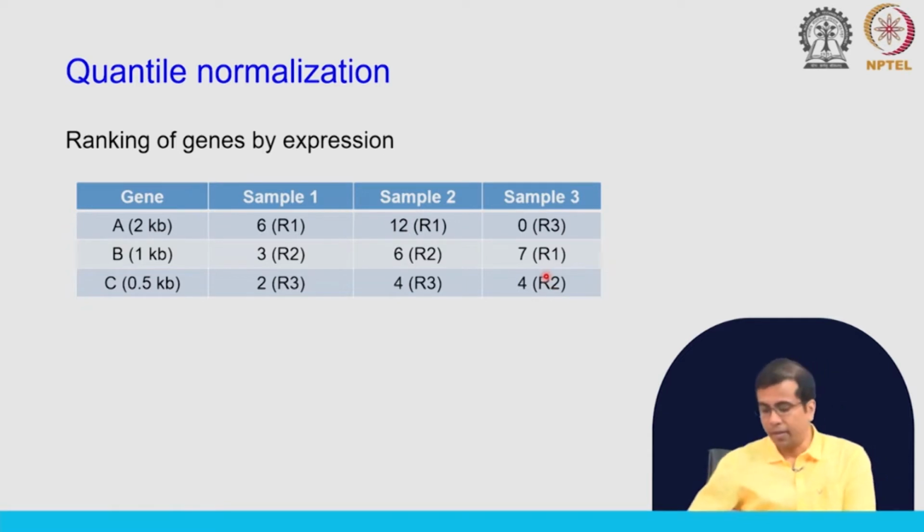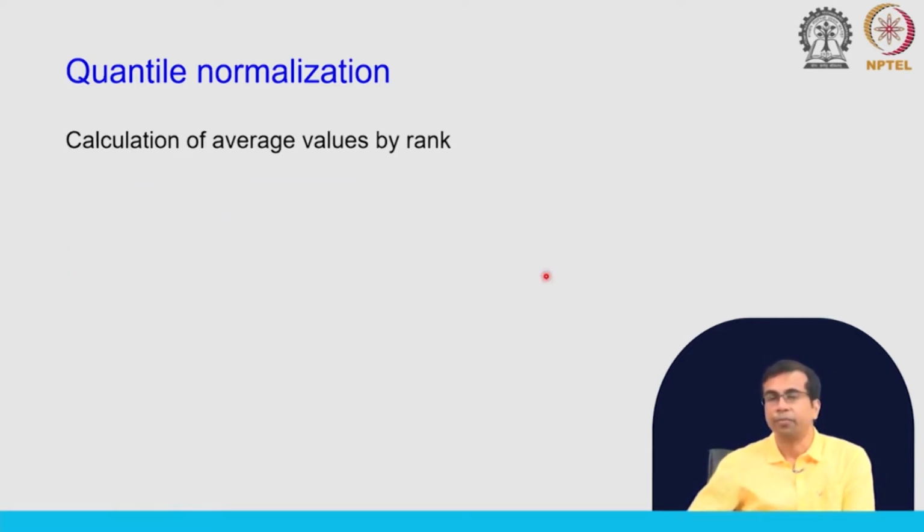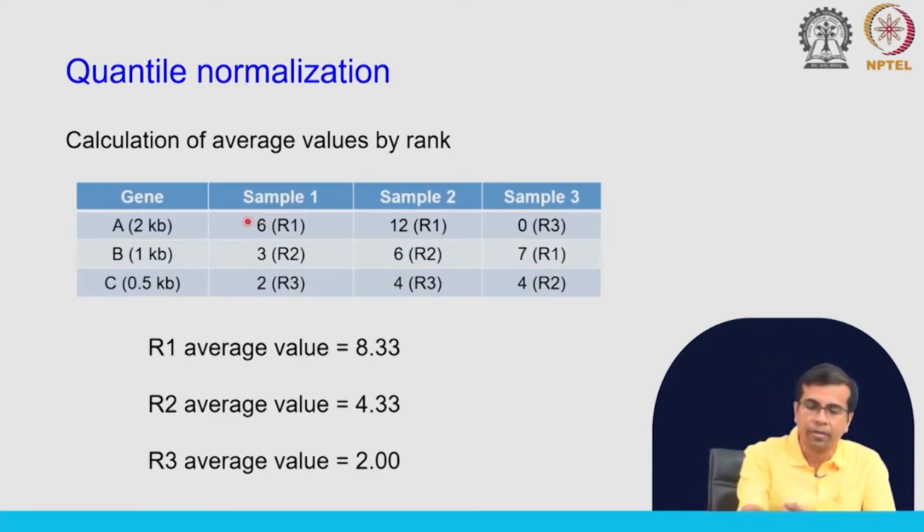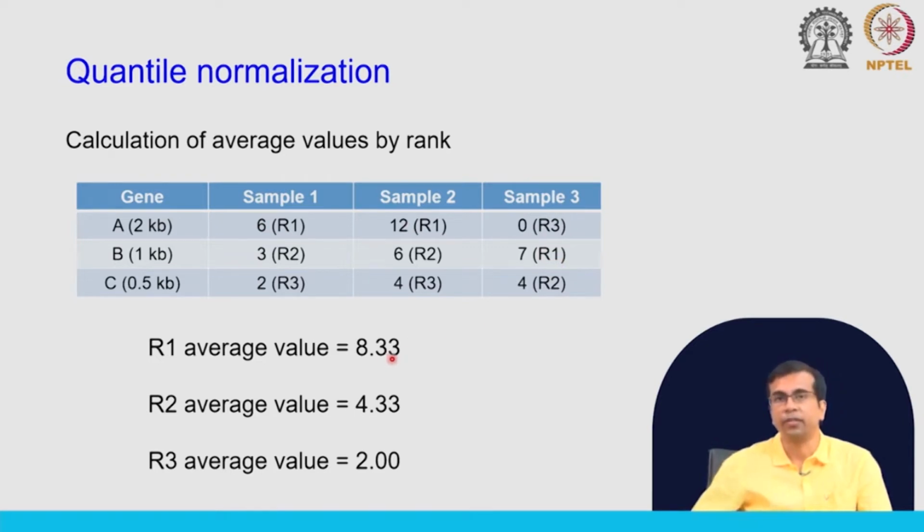Now, the next step is to calculate the average values by rank. For rank 1, what is the average value? We have these 3 rank 1 values: this is rank 1, this is rank 1, this is rank 1. The total count is 6 plus 12 plus 7, and the average will be that divided by 3. So, for rank 1 the average value is 8.33, and similarly we can calculate the R2 average value and the R3 average value. It is following the same process. We are calculating the average expression values by rank. So, this is what we get at the end. So, what is the next step?